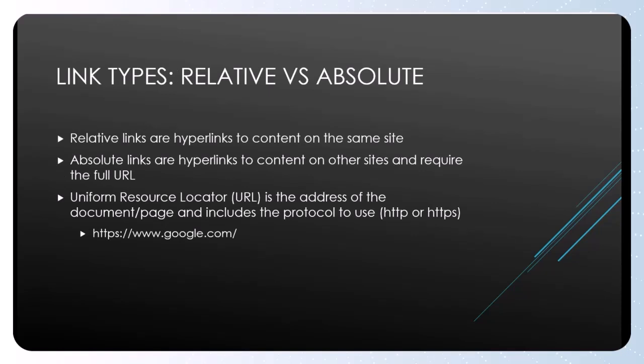So the different link types: relative versus absolute. Relative links are links on the same site. Absolute links would be links to other sites that require the full URL. URL is Uniform Resource Locator, and it's the address of the document page and includes the protocol to use, such as HTTP or HTTPS.